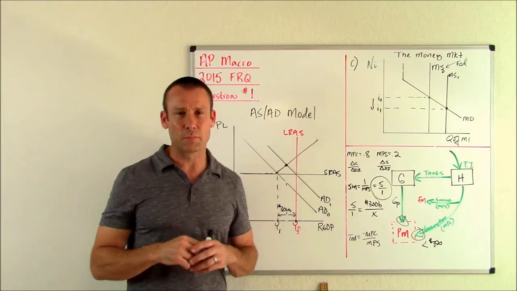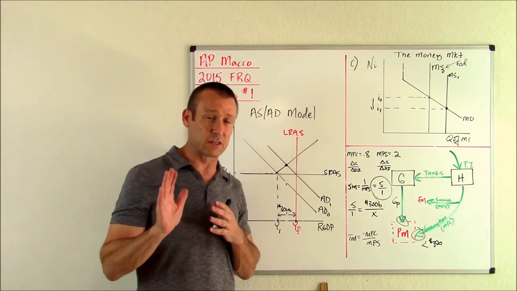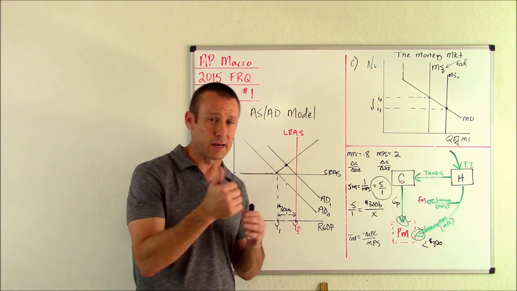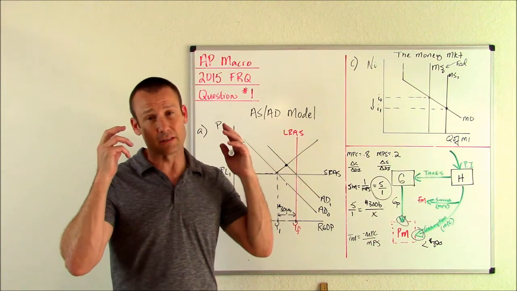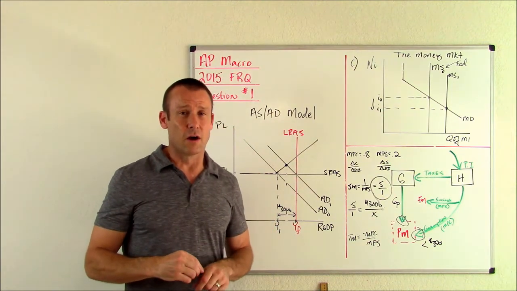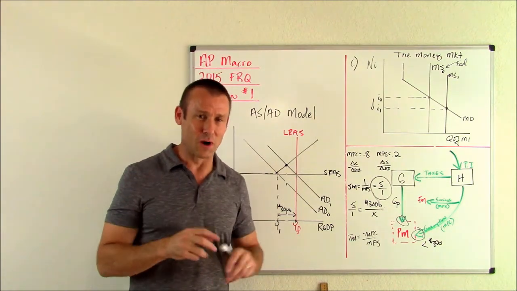I don't love that last one because I think of it as not really decreasing LRAS. I think of it as decreasing the rate that LRAS is moving to the right, not actually in absolute terms moving it left. But like I said, guys, they actually accept all of those answers. So there's a lot of things that you could say for E2 on that tax change.